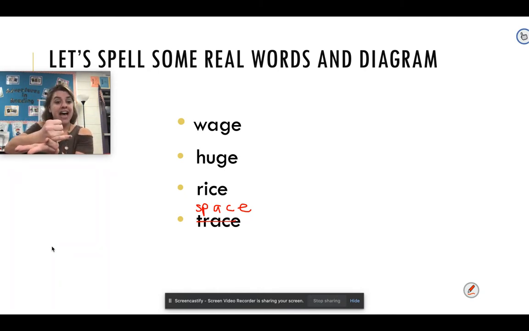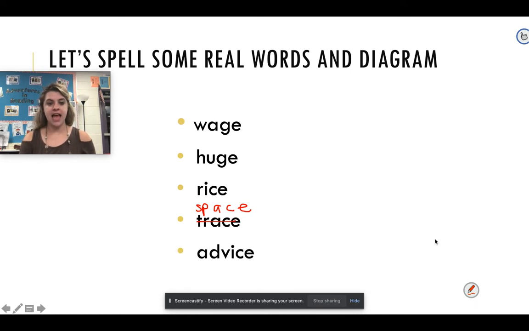Advice. Ice. Did you hear a long vowel? Did you hear the S sound? How do we spell this word? Ready? A-D, add, vice. Ice. Vice. Very good.